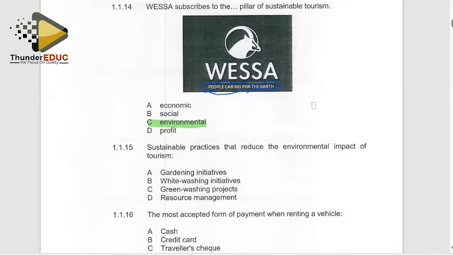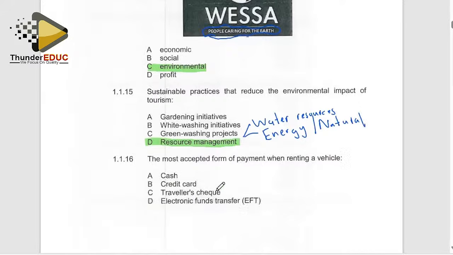So what we are going to choose here, we are going to choose the letter D. Why are we choosing the letter D? Resource management, it is a broad type of management which actually reduces the environmental impact of tourism. It includes the following: management of water resources, management of energy resources, and also the management of natural resources in general. So the correct or most suitable option then will be the letter D.